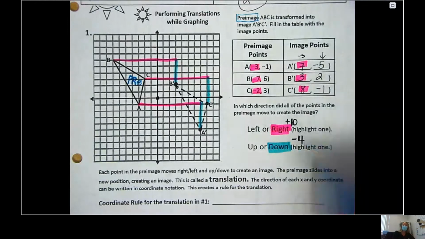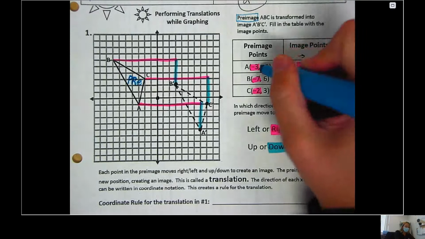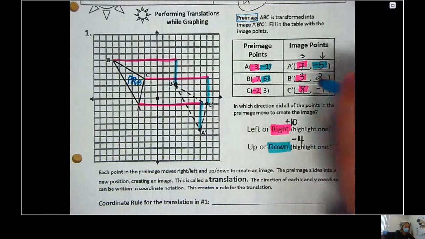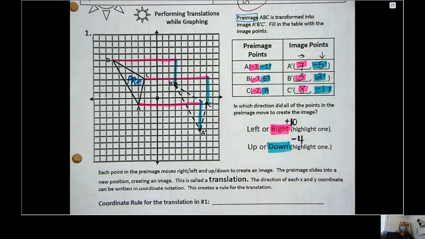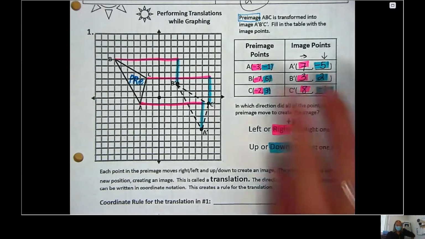If I'm going down 4, that means I'm taking my y values and subtracting 4. What's 1 minus 4? -5. What's 6 minus 4? What's 3 minus 4? Right? So all of those should match up. So you should be able to do it by a graph or by just looking at the points.